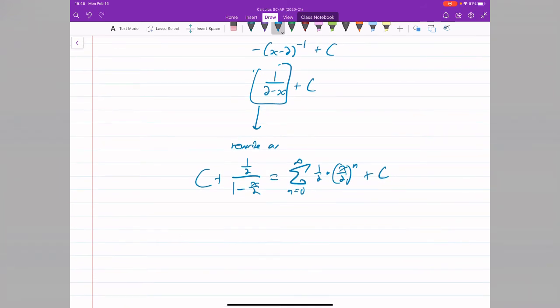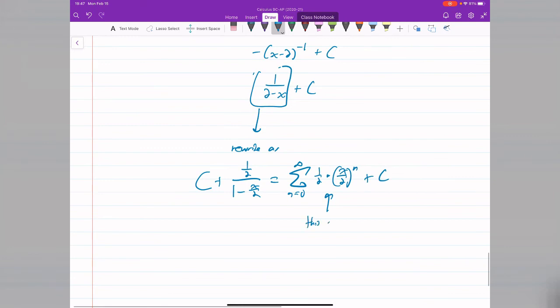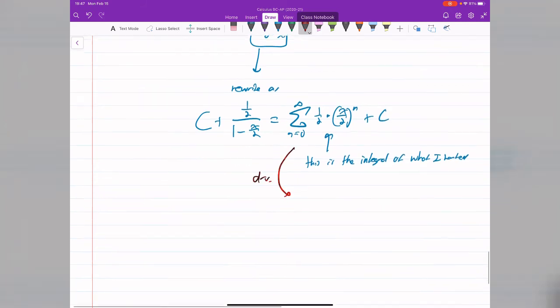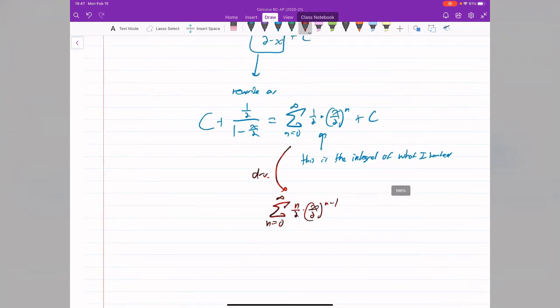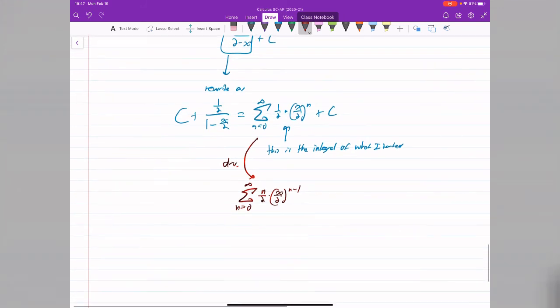So this is the integral of what I wanted. Note how that plus c is just kind of hanging out, but if this is the integral of what I wanted, then we're just going to go ahead and do its derivative. We're going to do that using basic power rule. I get the sum from n equals 0 to infinity of n over 2 times (x over 2) raised to the n minus 1. And that's it. That is my derivative.